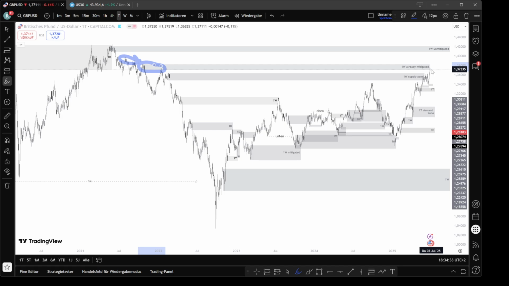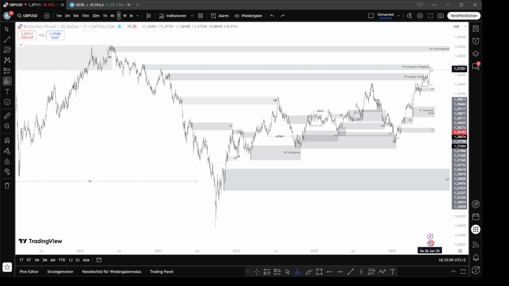So what's happening? Either price reacts from this 1 week already mitigated supply zone and gives us that strong sell which we are expecting, or this zone is not respected, or it gets violated, and price decides to take out all this liquidity and come within this 1 week unmitigated supply zone and sell downwards. So that's what we're expecting price to do.